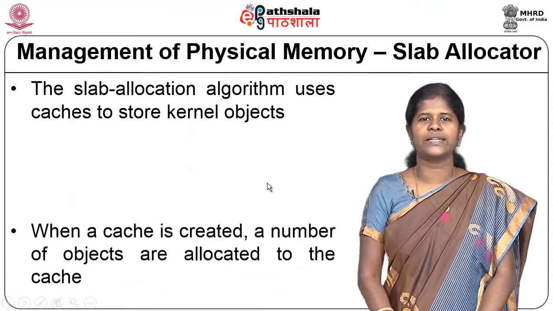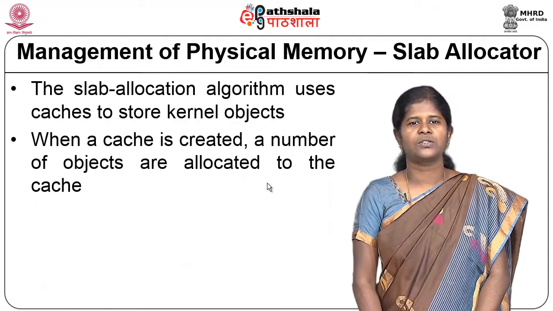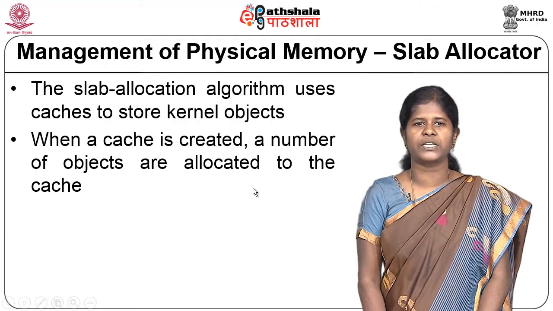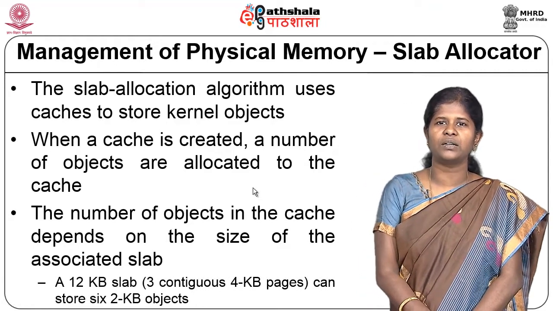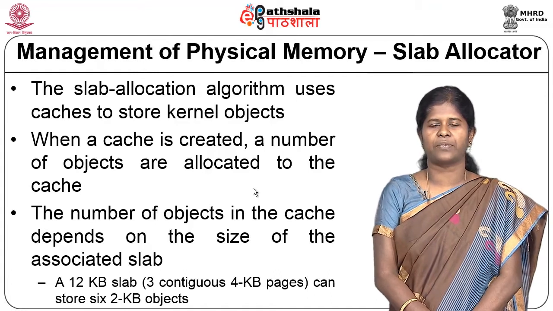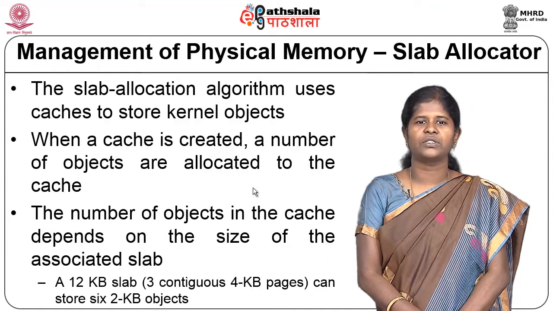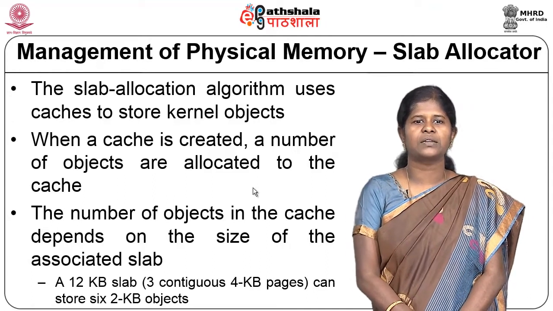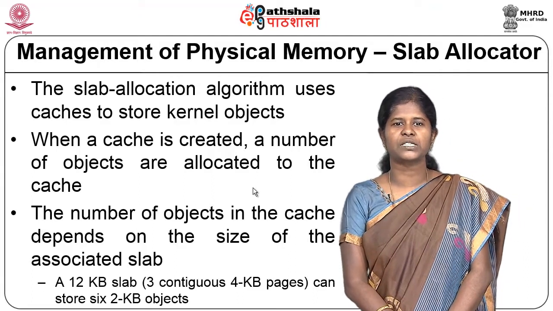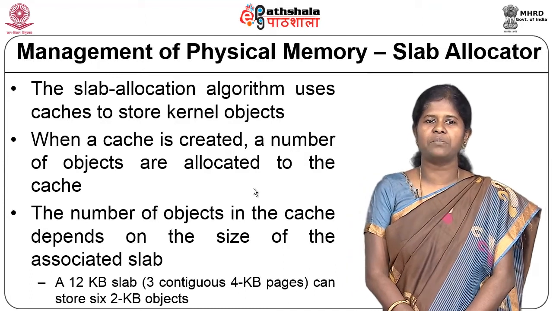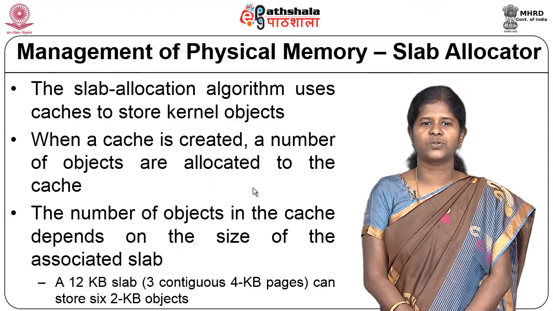Now we will see how the slab allocation algorithm works to store kernel objects. When a cache is created, a number of objects are allocated to the cache, and the number of objects in the cache will depend on the size of the associated slab. If you have a 12 KB slab comprised of 3 contiguous 4 KB pages, it can store 6 2 KB objects. The size of the object is 2 KB, the size of the slab is 12 KB, and hence you can store 6 such objects in this 12 KB slab.